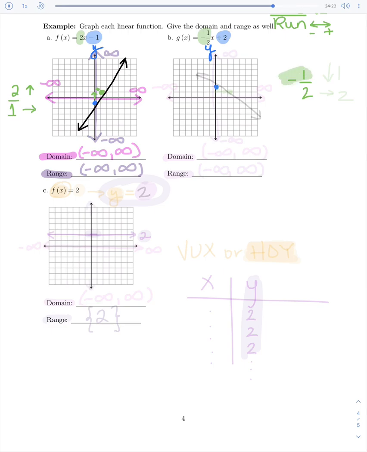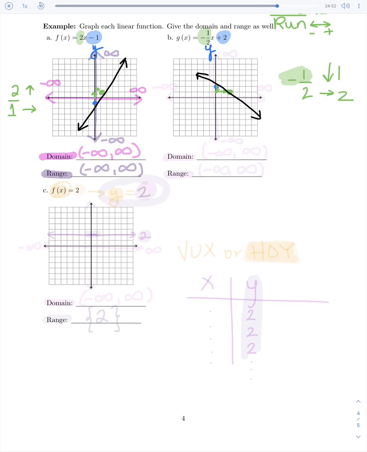I'm going to use it as a part of my rise, so that it's going to tell me that I'm going to go down 1, but then that makes my run positive 2, so I'll go right 2. So I'm going to go down 1 and right 2 for my second point. And then I can just draw my line through my 2 points, and I am done.